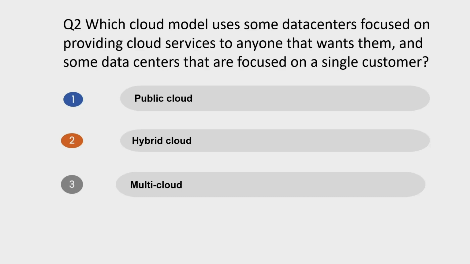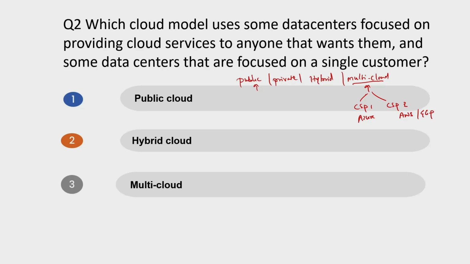We know that in cloud models there are four different types. We have public, private, hybrid, and multi-cloud. Public is for public usage. Multi-cloud is also for public usage, but it is from two different cloud service providers. This is CSP1, this is cloud service provider 2. It can be Azure, AWS, or Google.